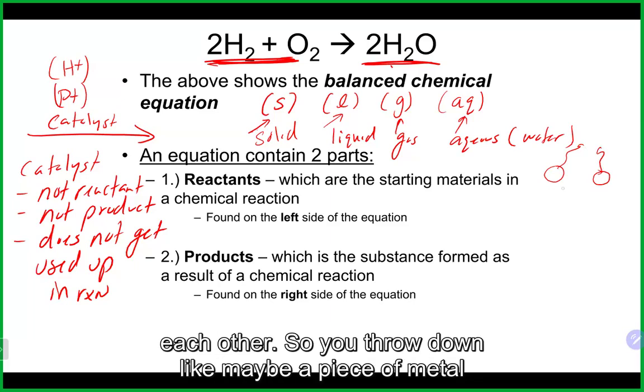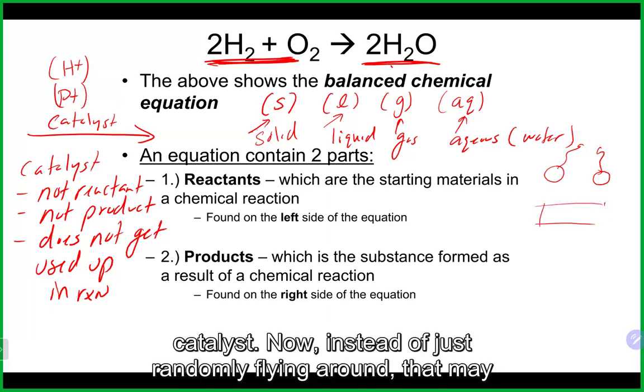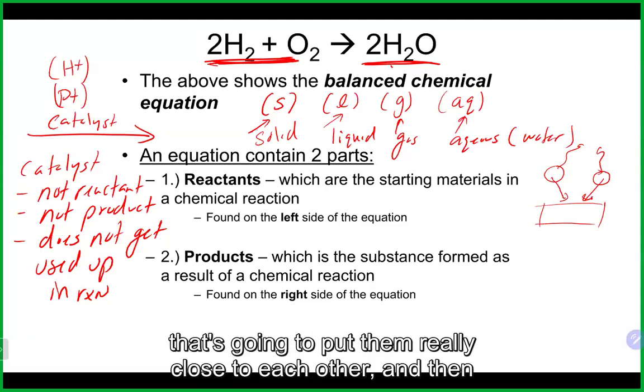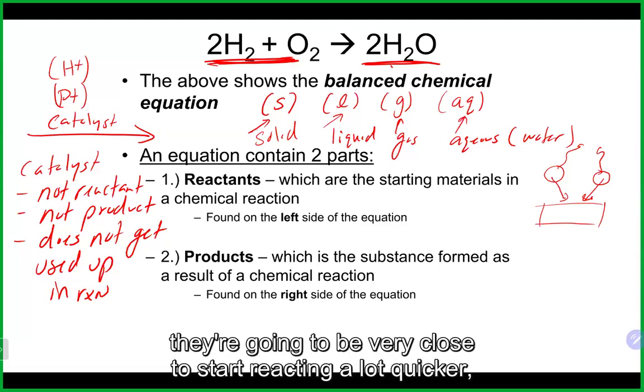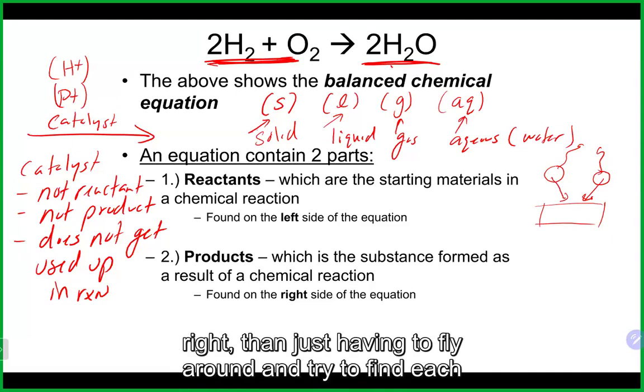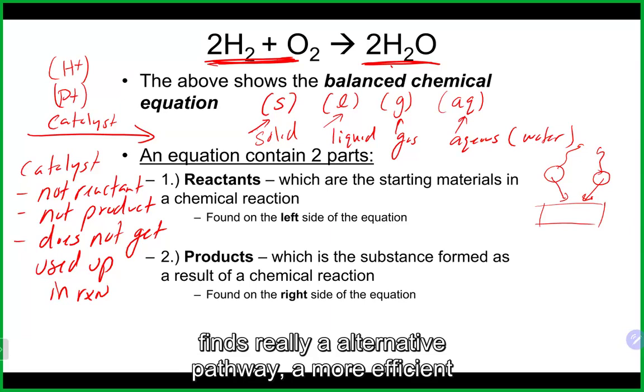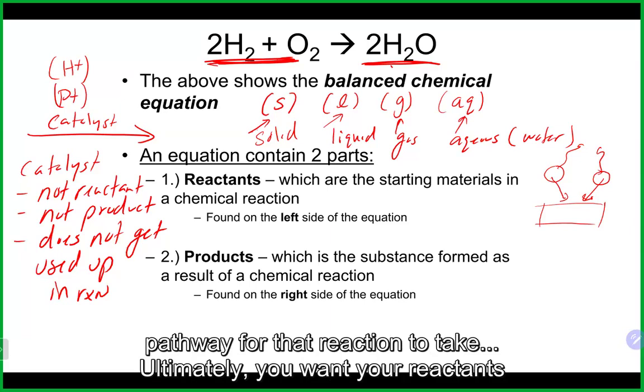So you throw down maybe a piece of metal catalyst. Now, instead of just randomly flying around, that may attract both of those gas molecules to the metal, and that's going to put them really close to each other. And then they're going to start reacting a lot quicker, right, than just having to fly around and try to find each other. So sometimes a catalyst works that way. It finds an alternative pathway, a more efficient pathway for that reaction to take place.